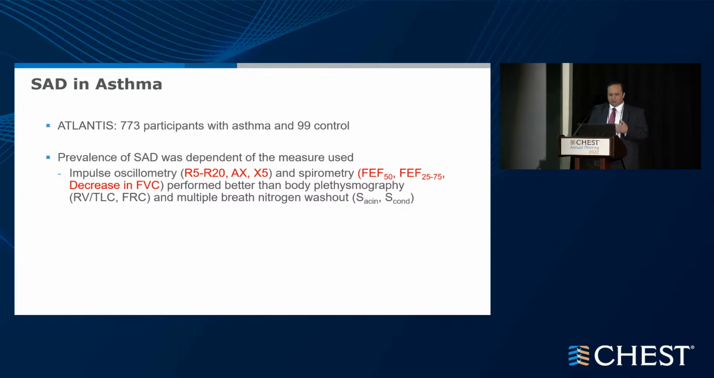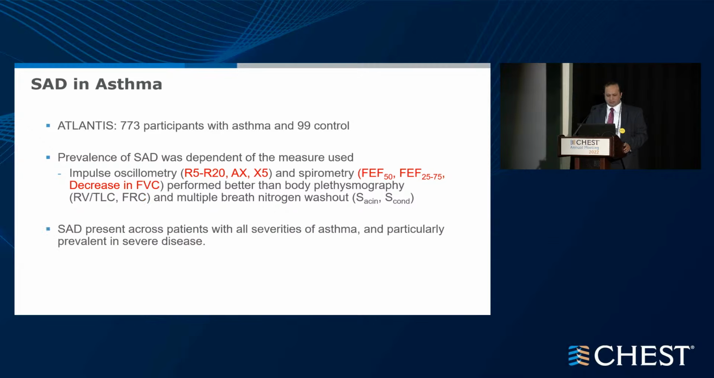What about the measures you use for small airway dysfunction? How do you diagnose it? Very eloquently, you mentioned the different measures we can use: impulse oscillometry, spirometry, and body plethysmography. What this study showed, done on a cohort from Atlantis of 773 patients, is that impulse oscillometry and spirometry tend to perform better when you're trying to establish the presence of small airway disease in asthma. The study also showed that it is present across all severities of asthma.